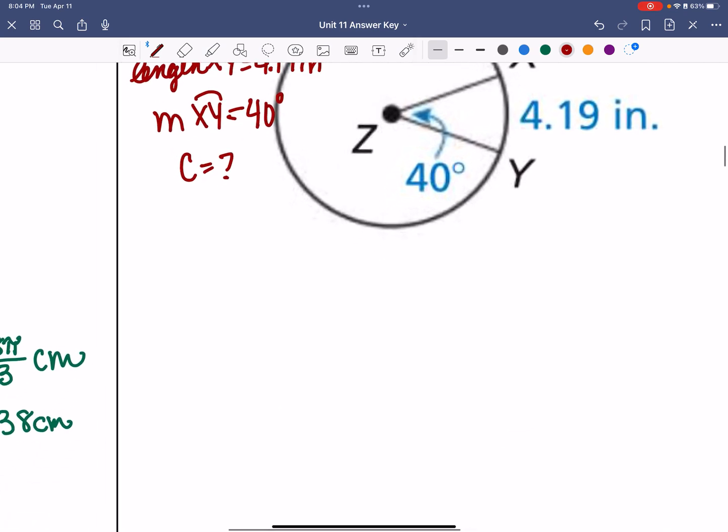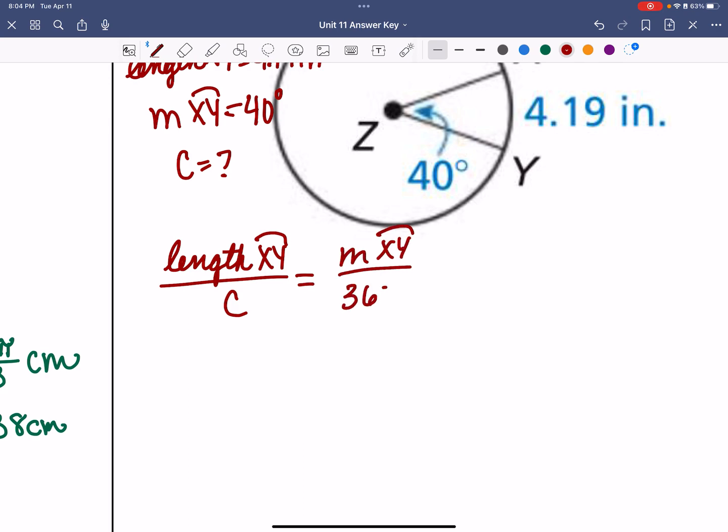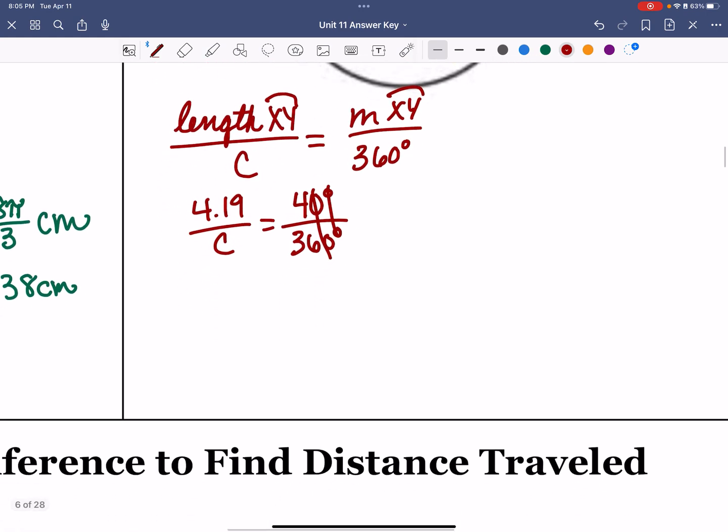Okay, so I'm going to go ahead and say length of arc XY over circumference is going to equal the measure of arc XY over 360 degrees. This gives me 4.19 over C to equal 40 degrees over 360 degrees. Likewise, I can cancel a lot of stuff out and reduce that 4 over 36. I get 4.19 over c is going to equal 1 over 9. From here, I'm just going to cross multiply.